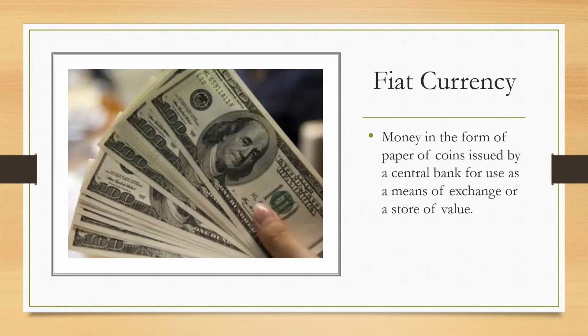Now, fiat currency, that paper thing that the Chinese developed, is what it became known as fiat currency. So fiat currency is quite simply money in the form of paper or coins issued by a central bank or a central organization that is supposed to be used among its population as that means of exchange or as a store of value. So say going back to the barter system, one of the issues would be how do you store the value for future use?